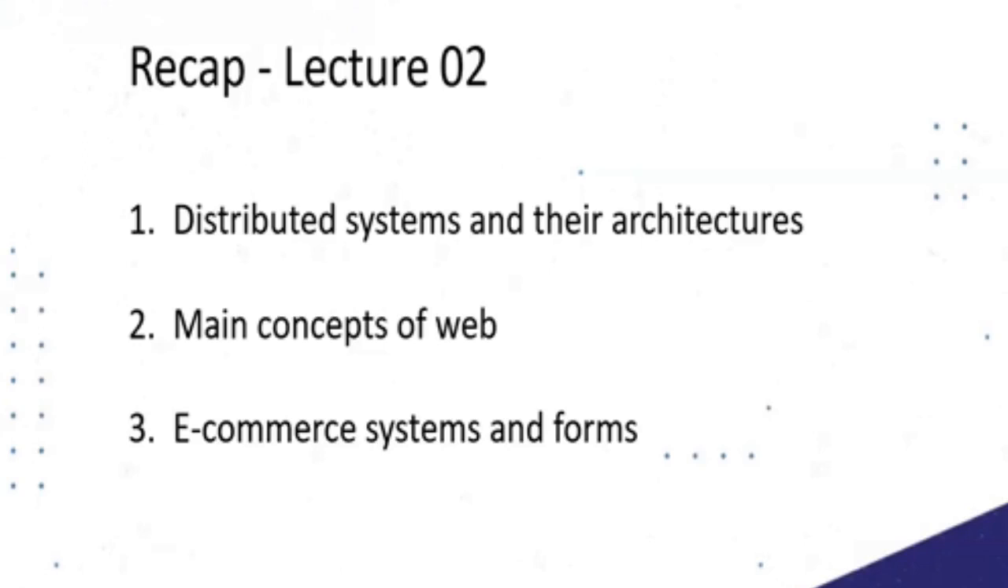Then we talked about the main concepts of web, right? What are the main concepts of web? And then we talked about e-commerce systems, right? How an e-commerce system can benefit a customer, how it benefits a shop owner, and what the different advantages and disadvantages are. We discussed all those things. And then we said, in order to do this interconnection in the e-commerce system, we use a thing called an HTML form. Now with forms, there are 2 methods that we can use to send data.